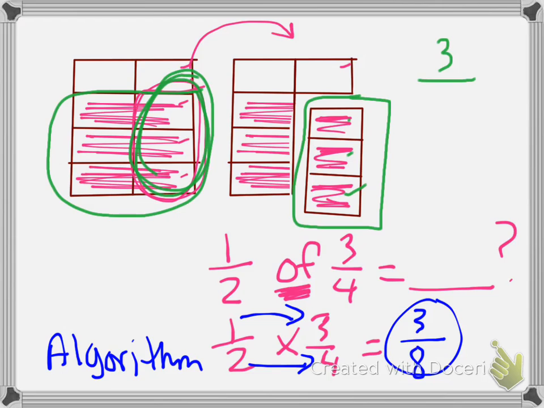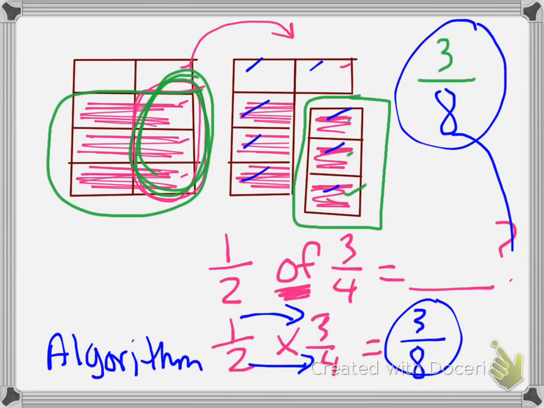And then I will go here in blue, and our denominator represents the total parts available. Remember, in a fraction, the denominator represents the total parts available. So we count those. 1, 2, 3, 4, 5, 6, 7, 8. 8 total parts available. And we have an answer of 3/8, which matches our algorithm.